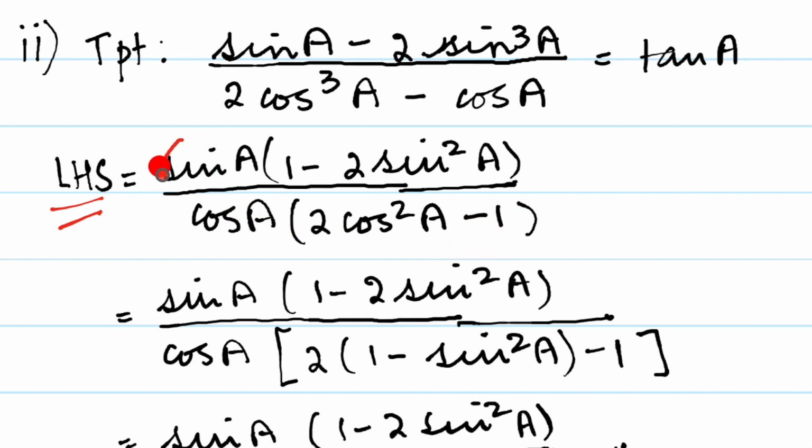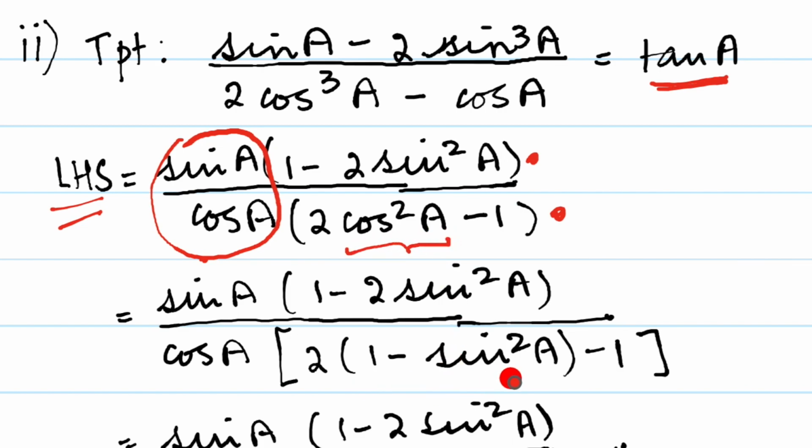Now can you see already you can see sin A upon cos A, which means tan A is already here. That means these two brackets over here, they must be equal. Now what I'm going to do is not touch this bracket, but here in the denominator, this cos square we will write as sin square. We know that sin square A plus cos square A is equal to 1. So cos square becomes 1 minus sin square.